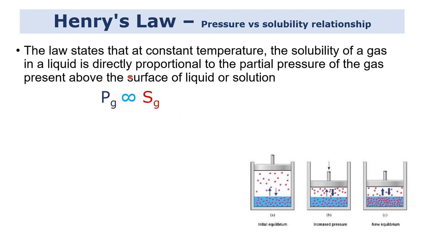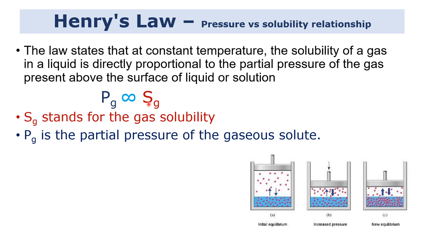So what we see by Henry's law is a simple relationship between the partial pressure of the gas and the solubility of the gas. If the partial pressure of the gas is high, then the solubility will be more. So it is directly proportional to the solubility. If we increase the pressure, the solubility will also increase. Here, as I told you, P stands for pressure and SG stands for the solubility of the gas. Henry's law actually deals with solubility of gases in a liquid. Now the proportionality symbol is replaced by a proportionality constant, and this is called the Henry's constant.